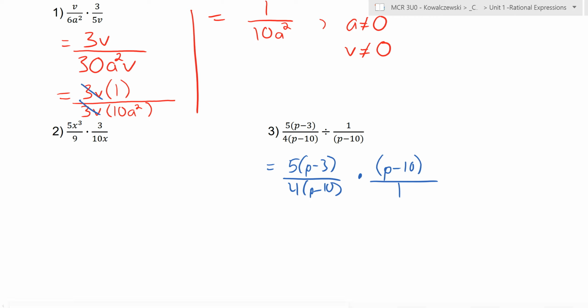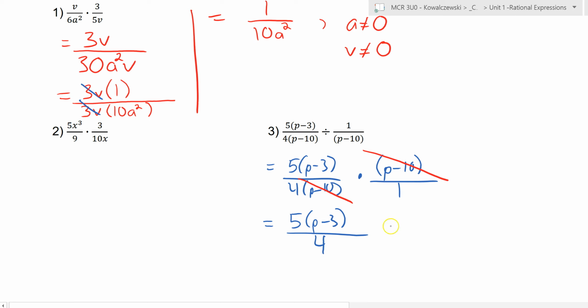But what is going to happen? If you think about it, right away, we already have common factors of p minus 10 in the numerator and denominator. So those are going to divide out. So what are we left with here? We are just left with 5 times p minus 3 in the numerator over 4. So the p minus 10 again in the denominator is now gone.